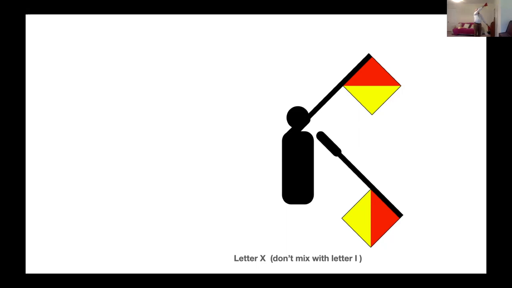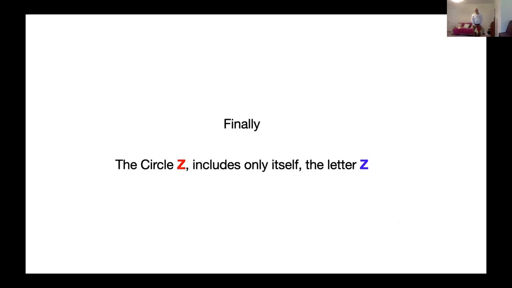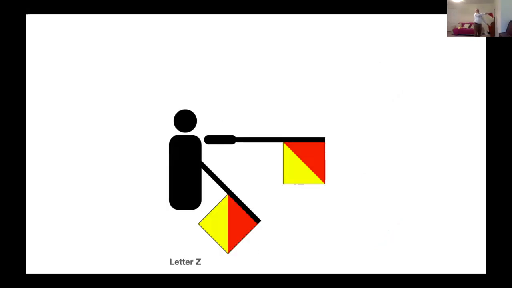right? And then to finish, we come to the last circle. And finally, the circle S includes itself, which is Z. If I move this way, you can see it this way.